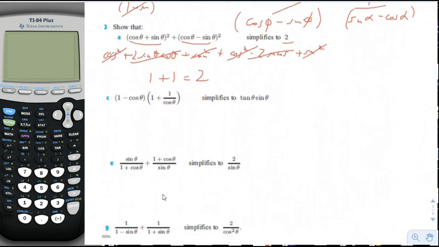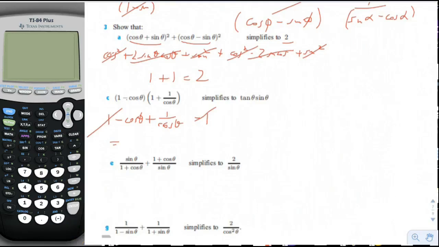C. You do FOIL. So the first terms give you that. The last terms, cosine theta times 1 over cosine theta just gives you 1. It's a negative 1 because it's negative. And then you have negative cosine theta plus 1 over cosine theta. These cancel out. And then you're left with negative cosine theta plus 1 over cosine theta.